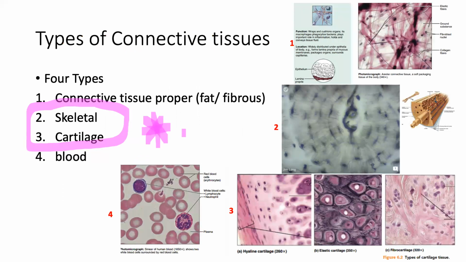When we look at the 4 types of connective tissue, they are, number 1, connective tissue proper, which includes fat, fibrous tissue. Number 2, skeletal tissue. Number 3, cartilage tissue. And number 4, blood. So these are the histology examples of areolar connective tissue or connective tissue proper, bone, different types of cartilages, and the blood under the microscope.